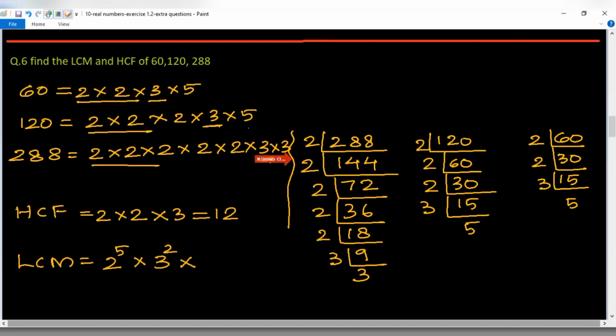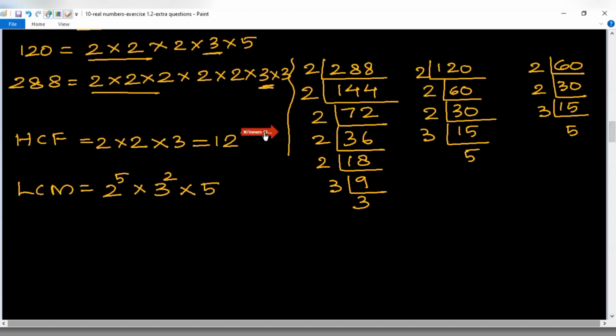Now, 5 is also there as a factor. The maximum power of 5 is 1 because 5 appeared only once in a number. Okay. So this is the LCM.